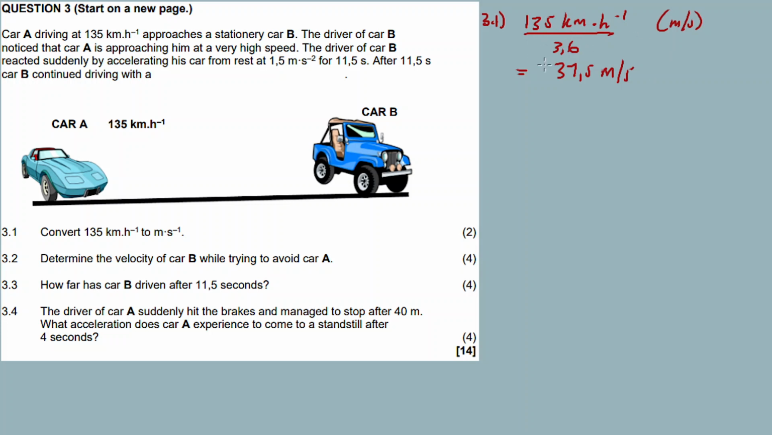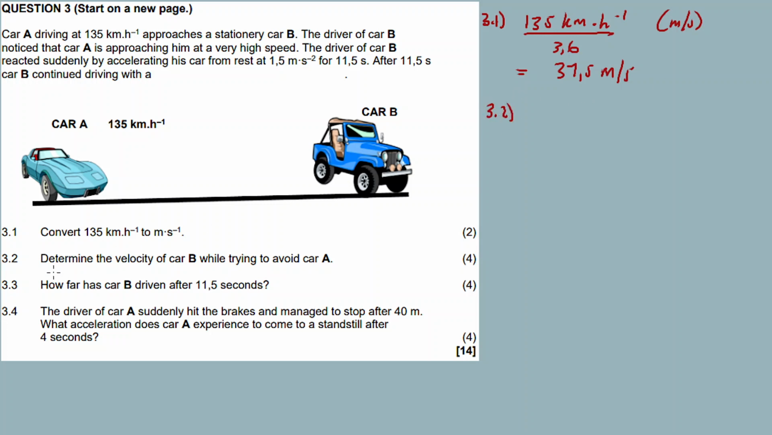So don't forget this value. No, it's 3.6. From kilometers per hour to meters per second, you divide by 3.6. From meters per second to kilometers per hour, you multiply by 3.6.